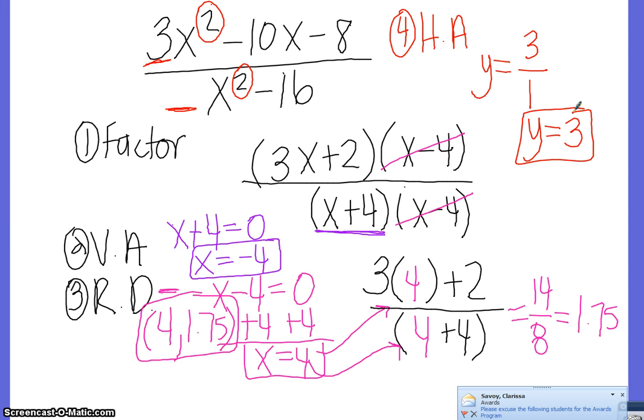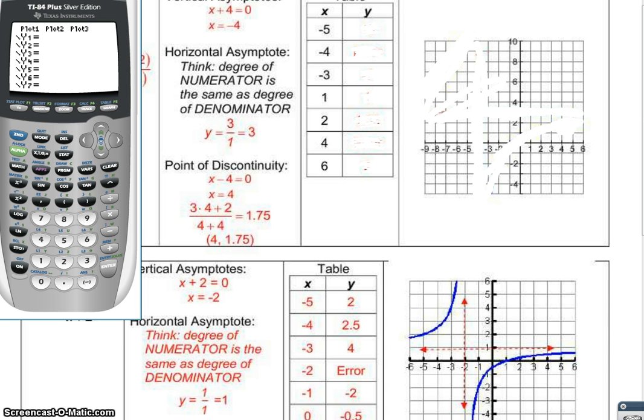So remember, we're looking at the degree of the numerator, and it's the same as the denominator. I'm going to use my leading coefficients. My next step says I'm going to draw the asymptotes with the dotted lines. So let's look at our graph. The next thing it asks me to do is draw the asymptotes with the dotted line, and make a table. So let's make a table first.